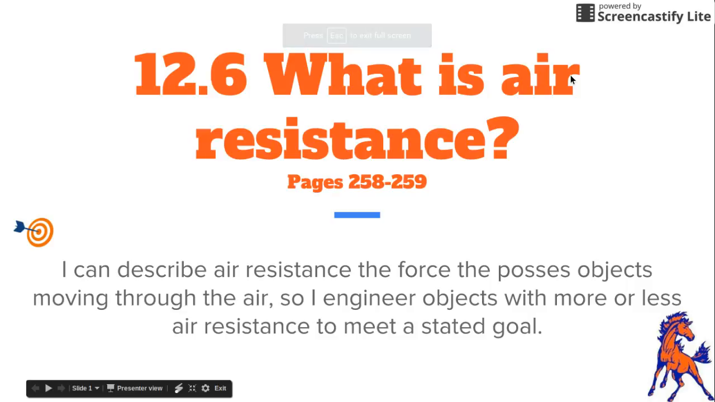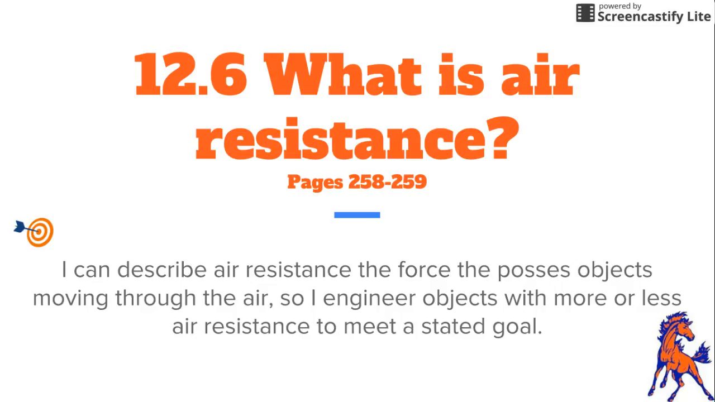This is section 12-6. What is air resistance? Pages 258 to 259. Key terms include air resistance, the force that opposes the movement of an object in air. Terminal velocity, the speed at which air resistance and gravity acting on a falling object are equal. Vacuum, empty space, void of matter.